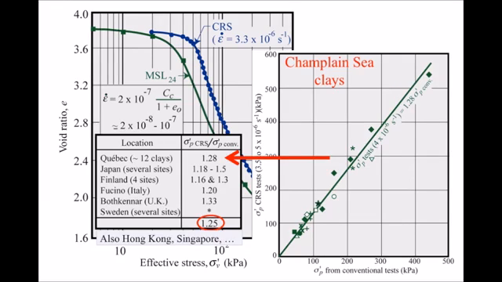be aware that your calculated settlements will be much smaller than with the 24-hour odometer test. And this has been observed in Quebec, Japan, Finland, Italy, UK, Sweden, Hong Kong, Singapore. So it's quite general.